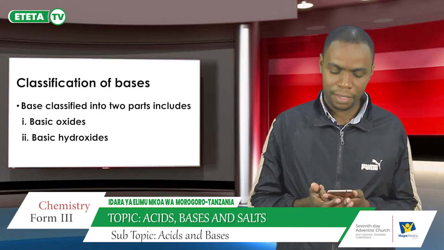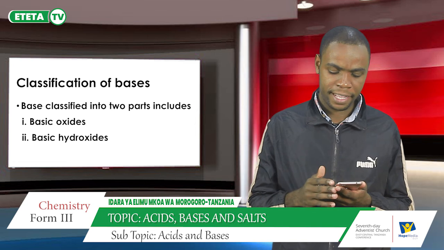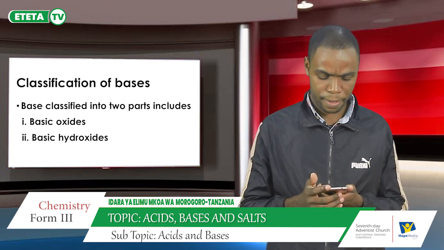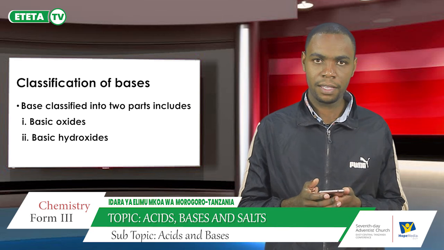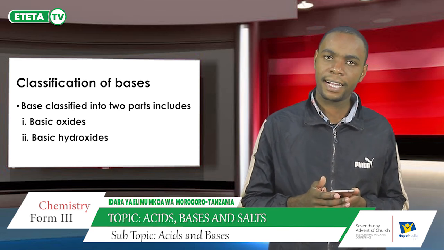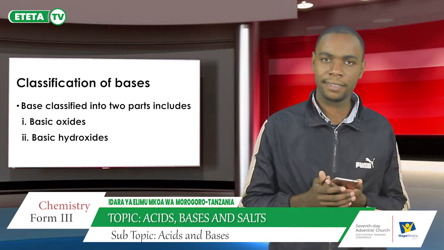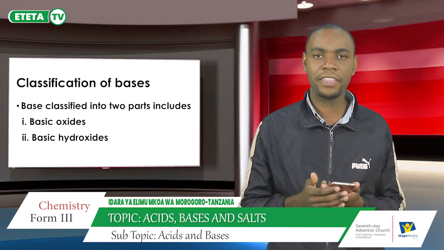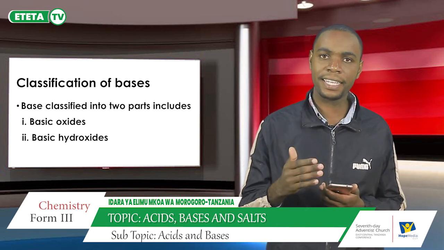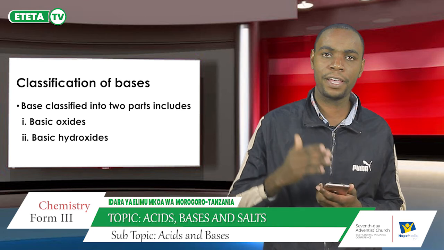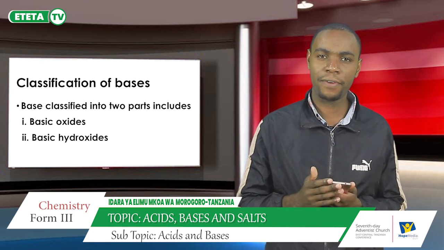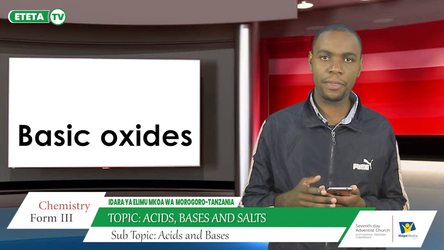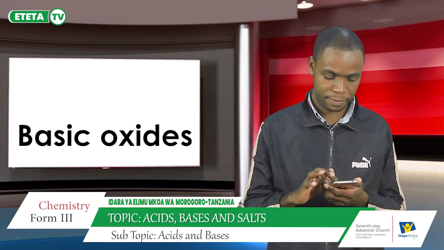Now, I'm going to explain the classification of bases. Bases can be classified into two parts. Which are those? The first one is basic oxide, and the second one is basic hydroxide. Now, starting with basic oxide.